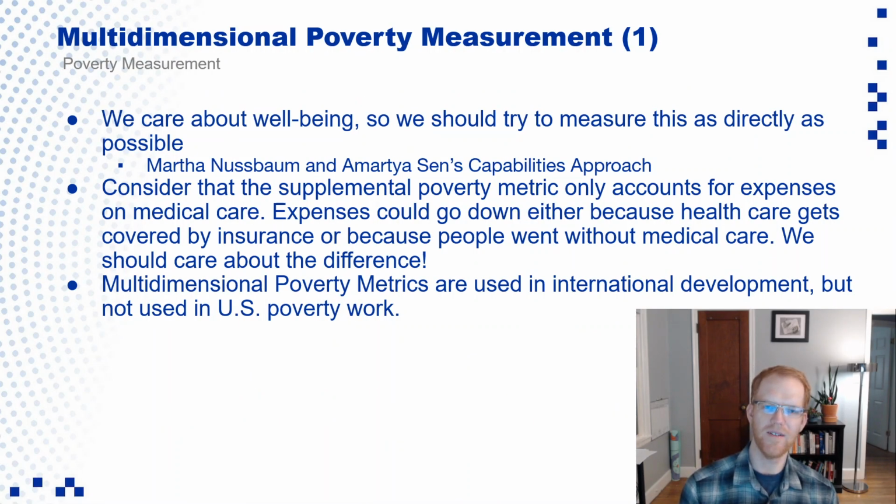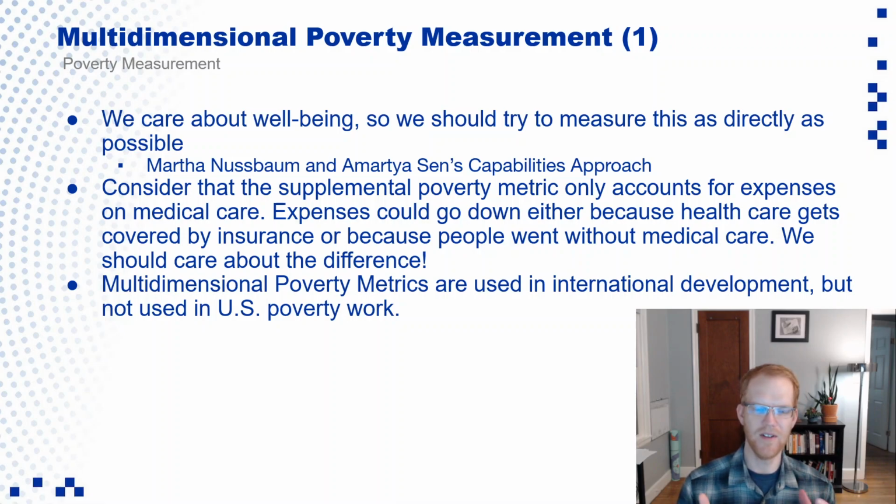Okay, so finally I want to talk about multidimensional poverty measurement. And this is the argument that what we care about when we talk about poverty is generally people's well-being. We should try to measure it directly. And the underlying idea comes from a pair of philosophers, and one of them is also an economist. It's called the capabilities approach, and it argues that we should measure the capabilities people have to live lives that are meaningful for them.